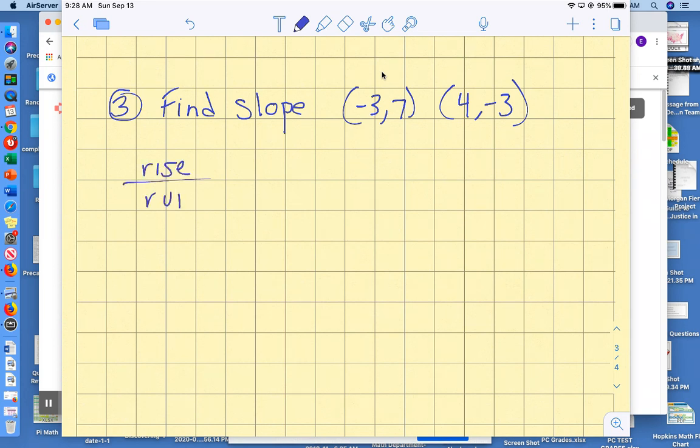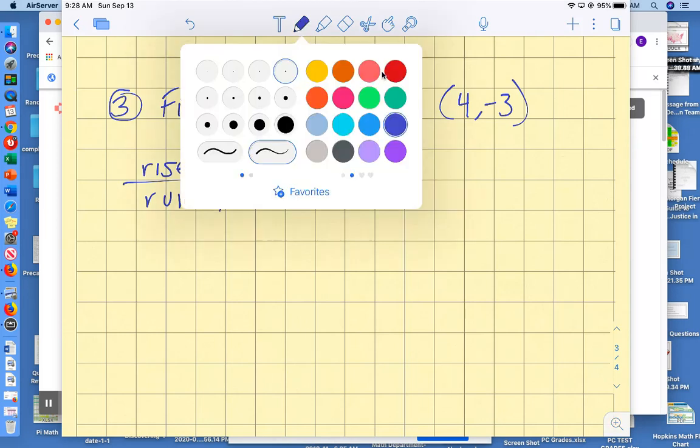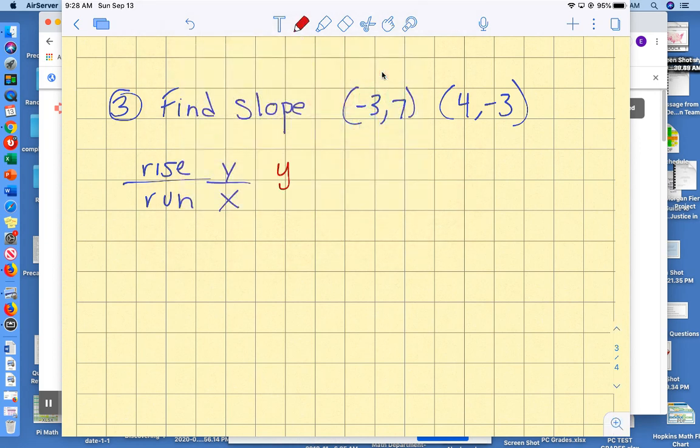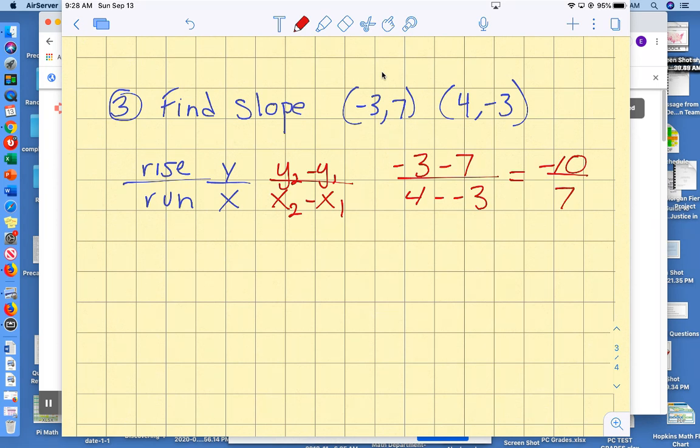Rise over run is a lot of times what people say, and remembering that rise is our y values over our x values. So all we do is subtract them. You usually see the formula y2 minus y1 over x2 minus x1. So we can subtract -3 minus 7, over 4 minus -3. So -3 minus 7 is -10, over 4 minus a negative, so a positive, 7. So -10 over 7 is our slope.